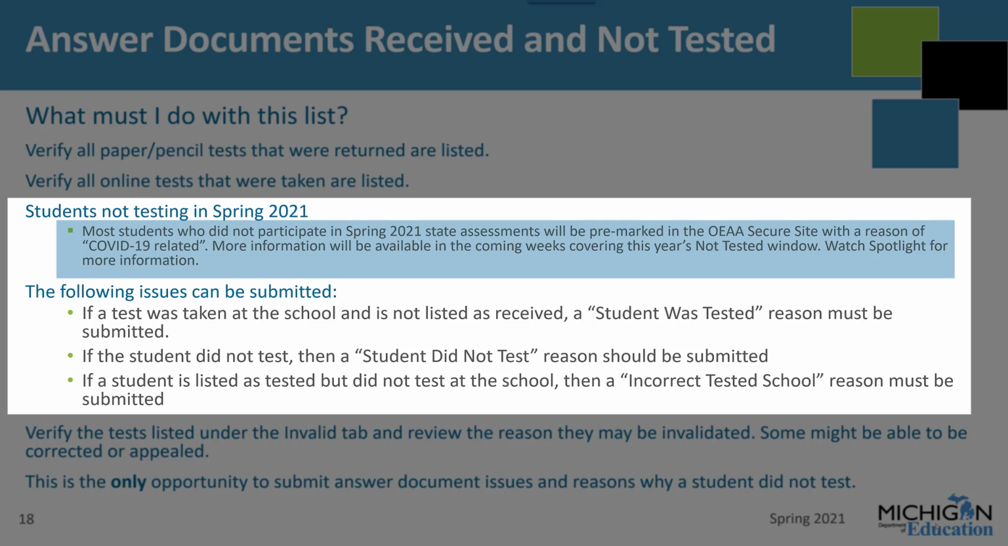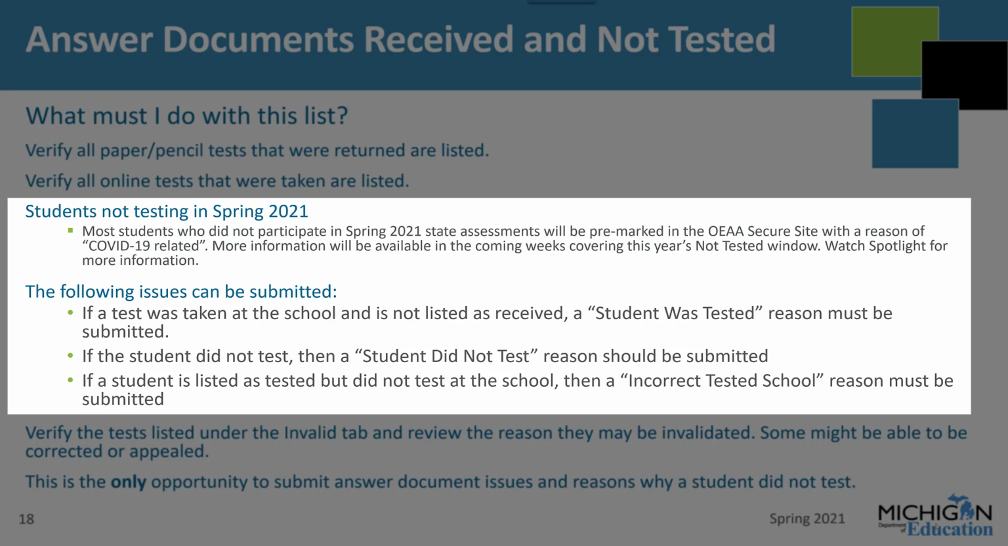In spring 2021 only, most students who did not participate in state assessments will be pre-marked with a reason of COVID-19 related. More information will be available about the not tested window, so watch the spotlight for more information. If a student who did not test at the school is listed as having tested at the school, an incorrect tested school issue needs to be submitted.